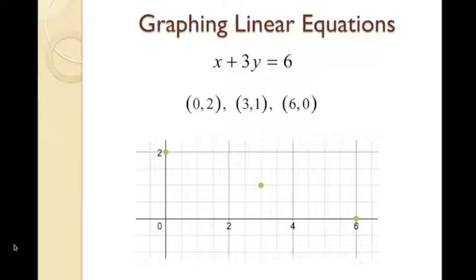Consider the equation x plus 3y equals 6. The three ordered pairs shown here satisfy this equation. Note that when plotted on the Cartesian plane, the points appear to lie on a path or a line.